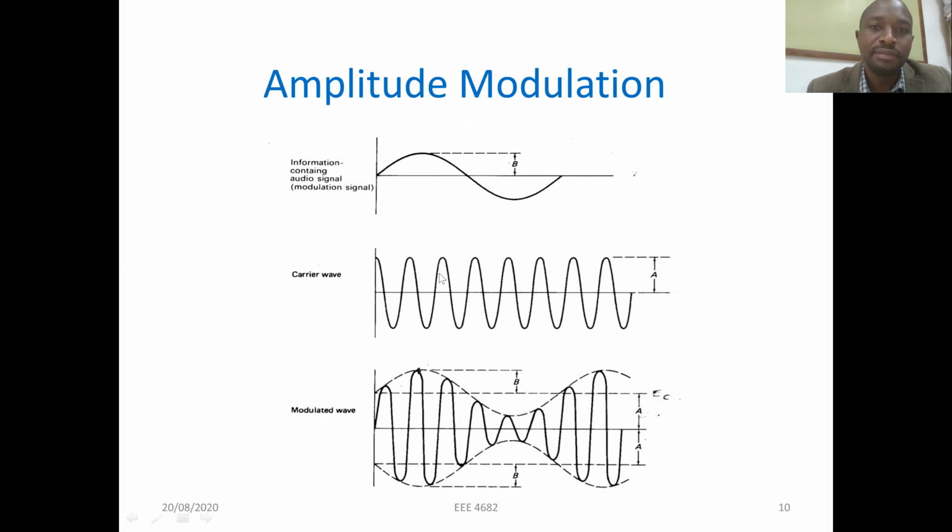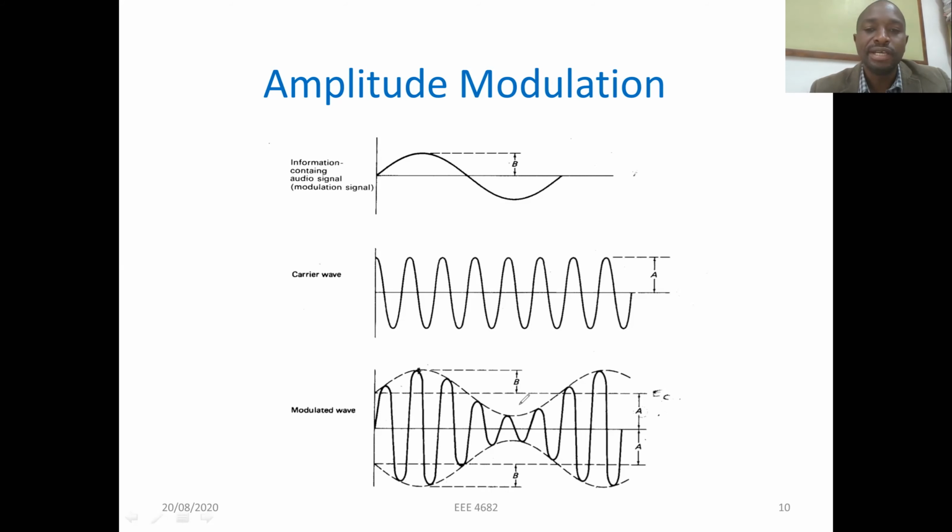Next, I want us to look at the amplitude modulation process. In the process of modulating the signal, you have the baseband signal whose amplitude is B, and this baseband signal normally is of lower frequency, and it is basically superimposed on a high frequency carrier signal whose amplitude is A. When the two mix in the modulator, you produce a modulated output, which is basically an envelope like this.